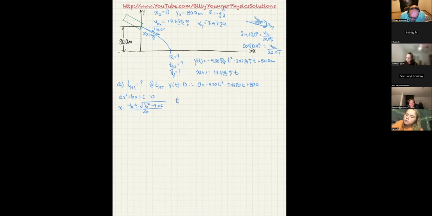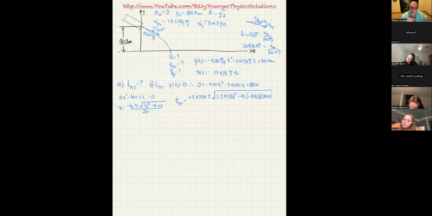I'm going to say T hang time is equal to, now my negative B, notice B is actually already negative, so this is going to become 3.4730 plus or minus the square root of negative 3.4730 squared minus 4 times negative 4.90 times C for a C, which is 80.0. Notice the 80 had units of meters. The 4.90 had units of meters per second per second.